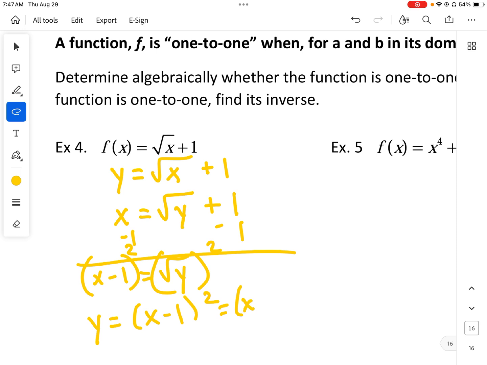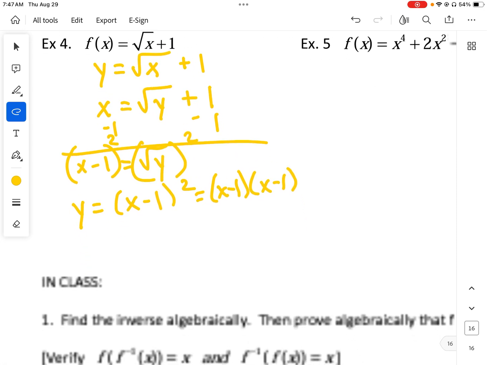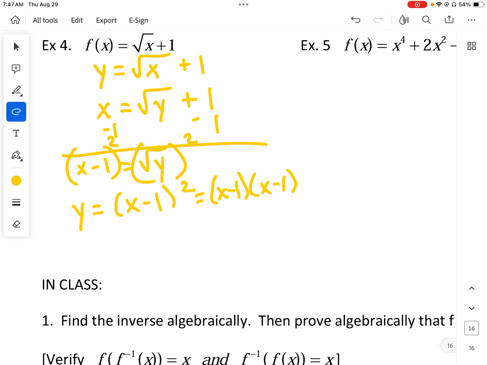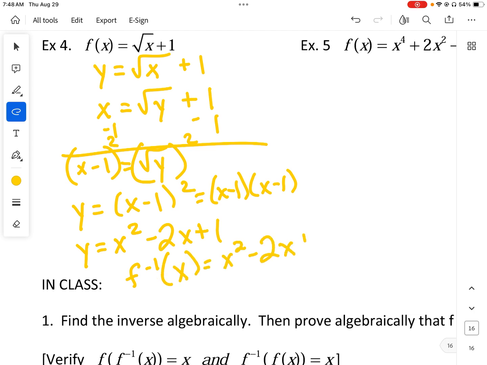Which means x minus 1 times x minus 1. Whenever I do that, you can do your FOIL, you can do the box method. So it's y equals x squared minus 2x plus 1. So our inverse function is f inverse of x equals x squared minus 2x plus 1.